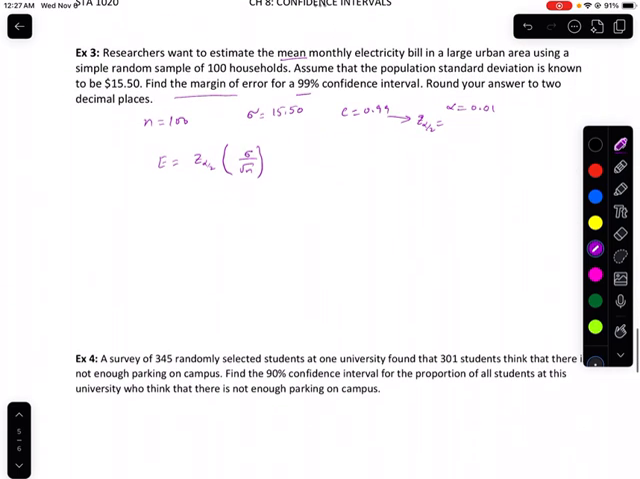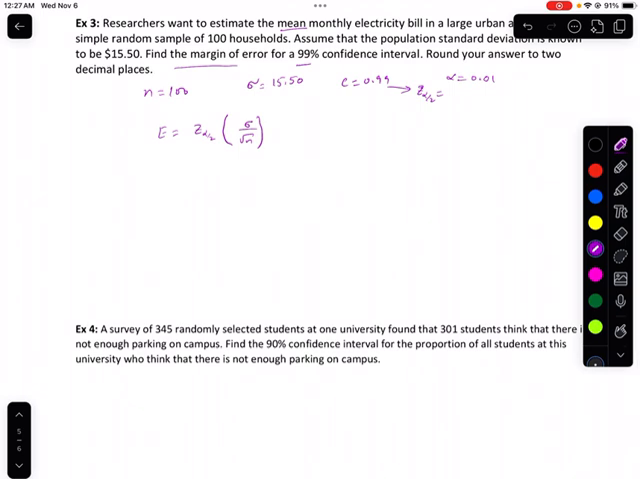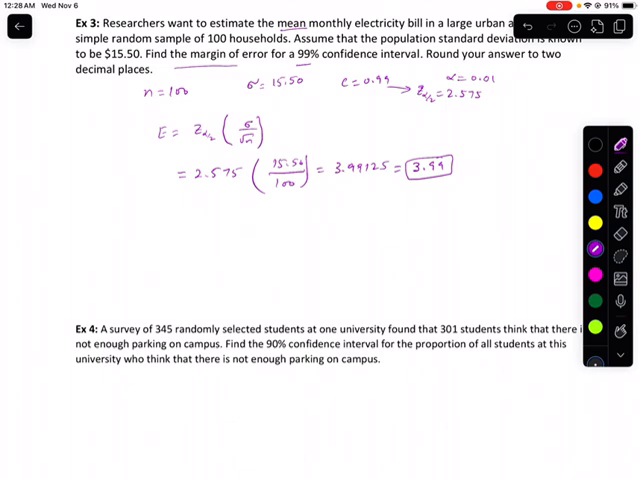So Z alpha over 2 is 2.575. We will take that, plug it in here, and then sigma is 15.50 divided by 100. Take the calculator, plug in the numbers, and you will get 3.99125. But the question said round your answer to 2 decimal places. What does that mean? This will be equal to 3.99. So E is equal to 3.99.